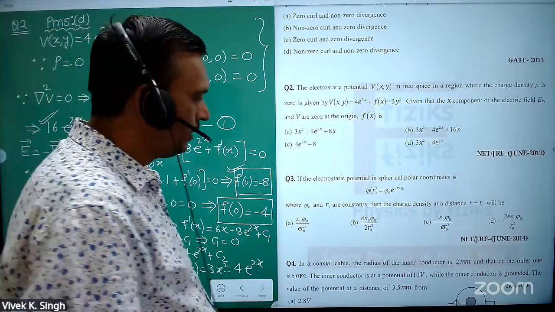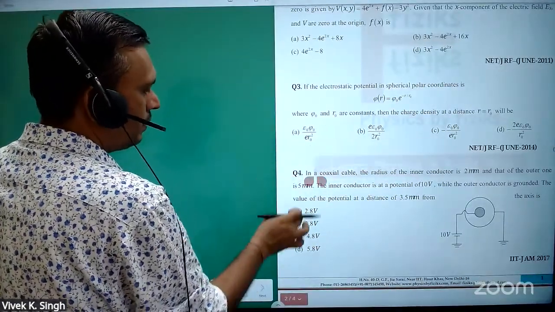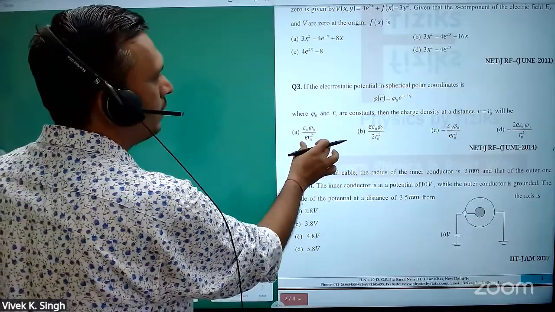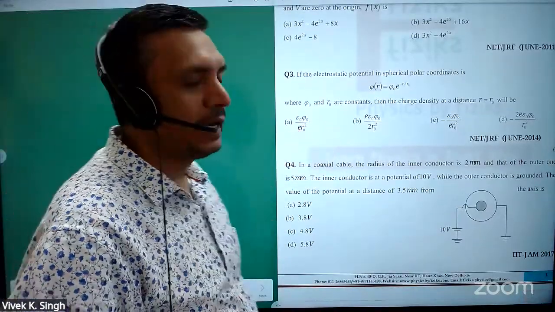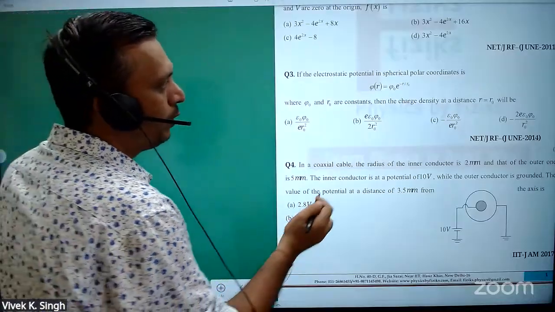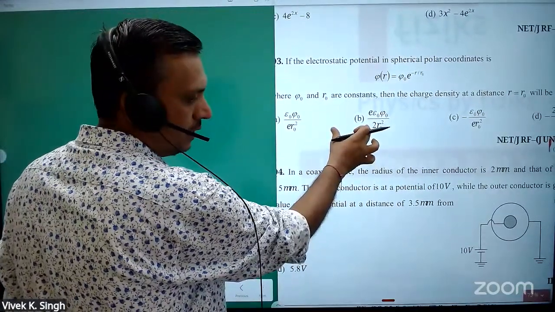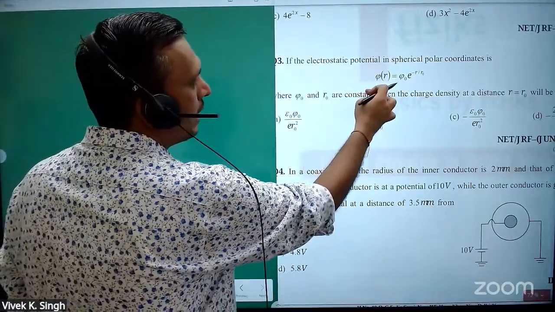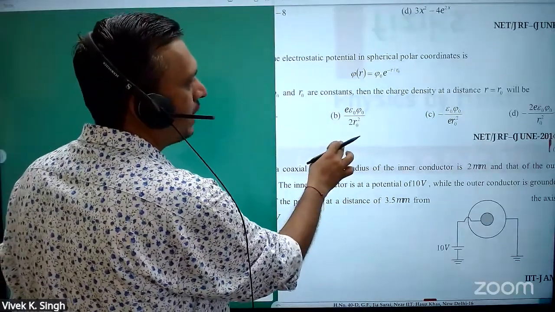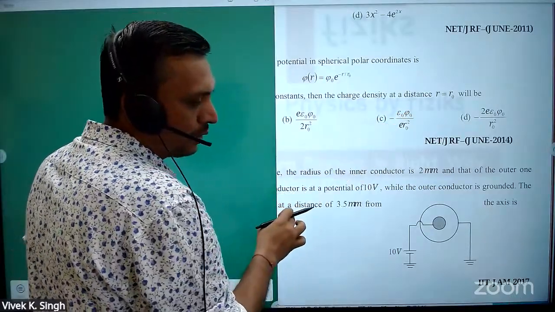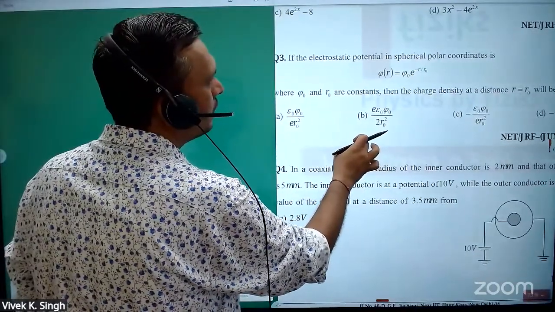So now we will see the next question, question number 3. The electrostatic potential in spherical polar coordinates is given: phi of r is phi naught exponential minus r by r naught, where phi naught and r naught are constants. You have to find the charge density at r equal to r naught. Four options are given. So let's see.